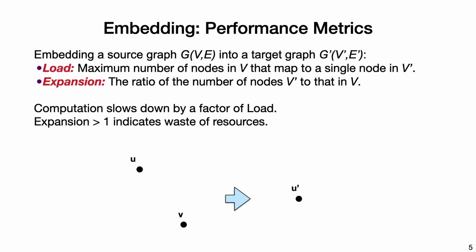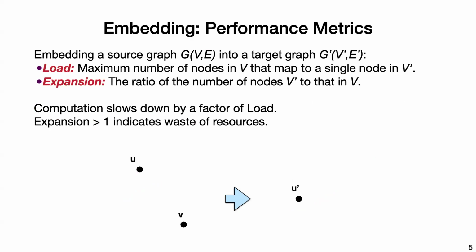And then the second set of metrics has to do with vertices. The first one is due to edges. We have the load, which is the maximum number of nodes in V that map to a single node in V prime. And then expansion is the ratio of the number of nodes in V prime to those in V. So the computation would slow down by a factor of load.